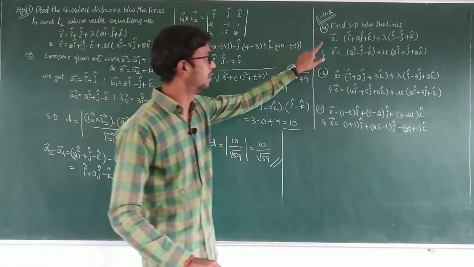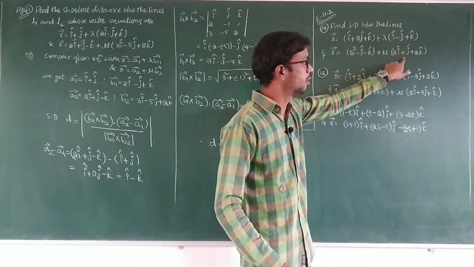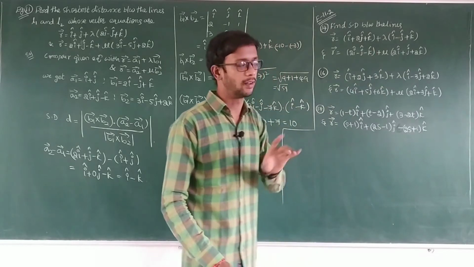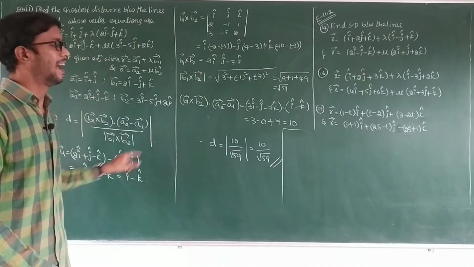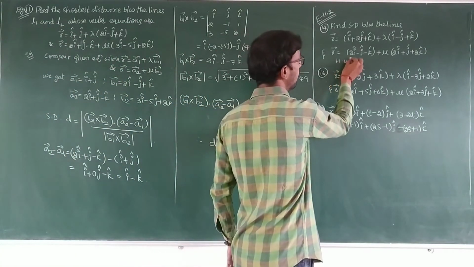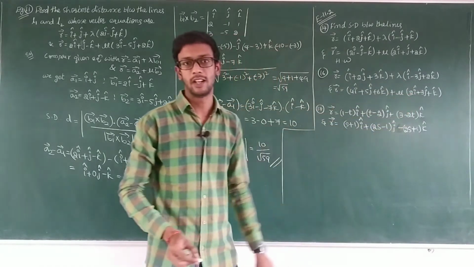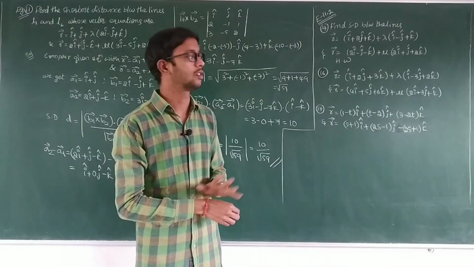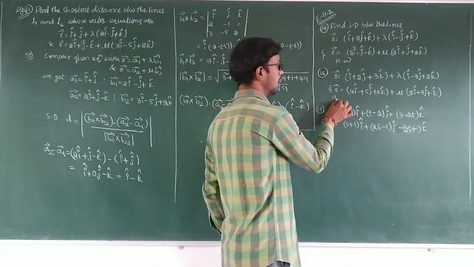You can observe here problem number 14. B1 bar, B2 bar are different, these are skew lines. Comparing these two equations and simplifying, you will get the answer. This one is homework. And the next one also, B1 bar, B2 bar are different, so this is also the same formula, same simplification, take it as homework.